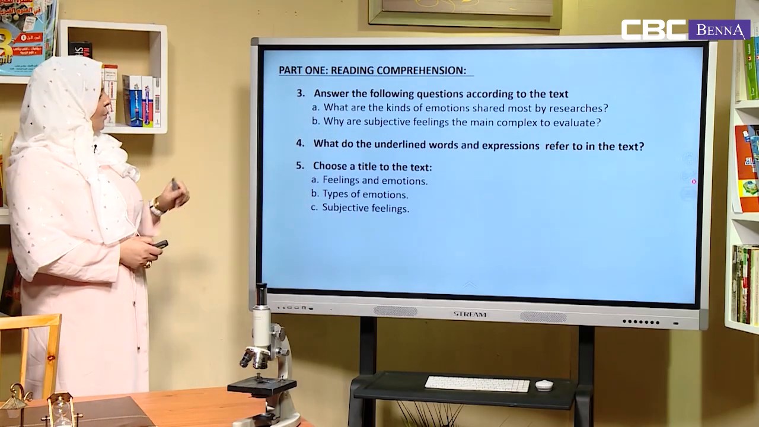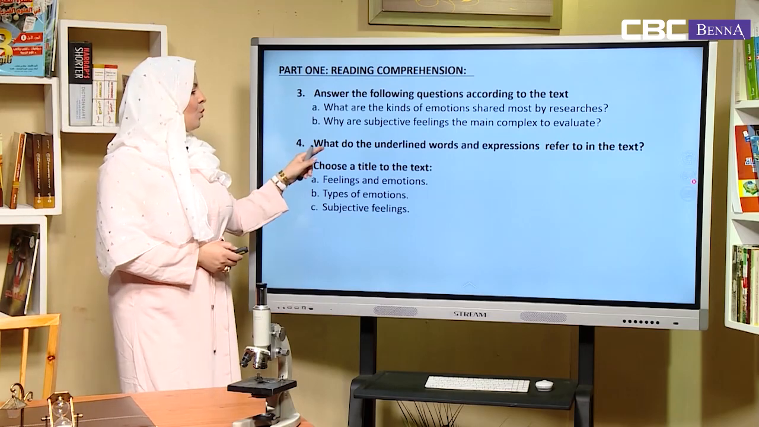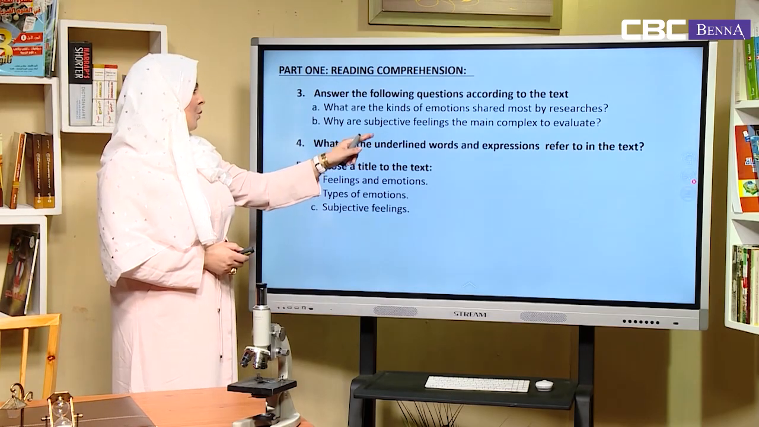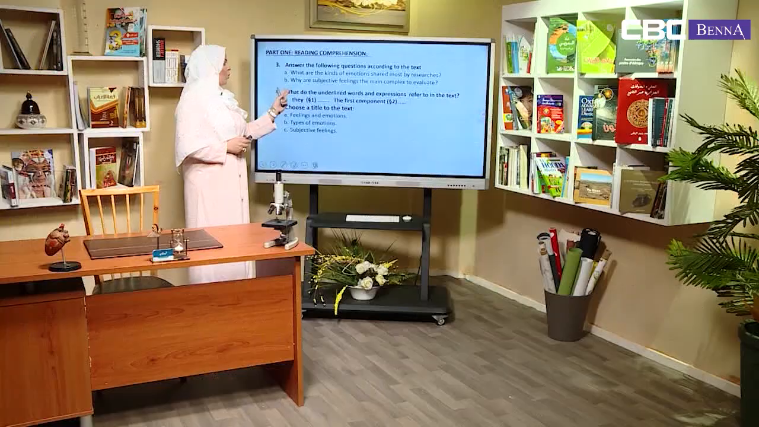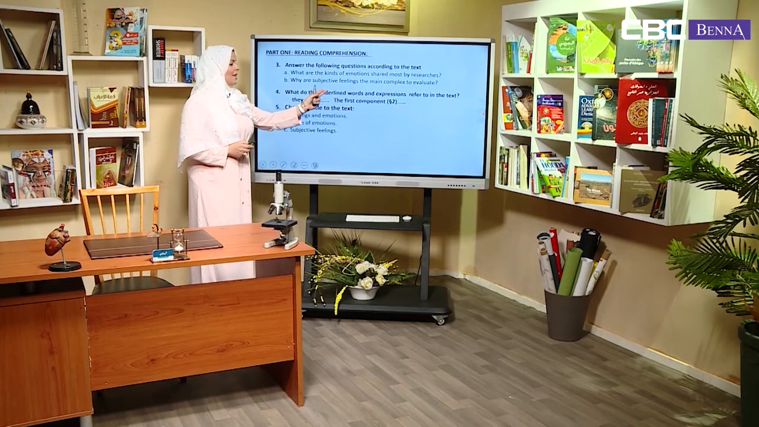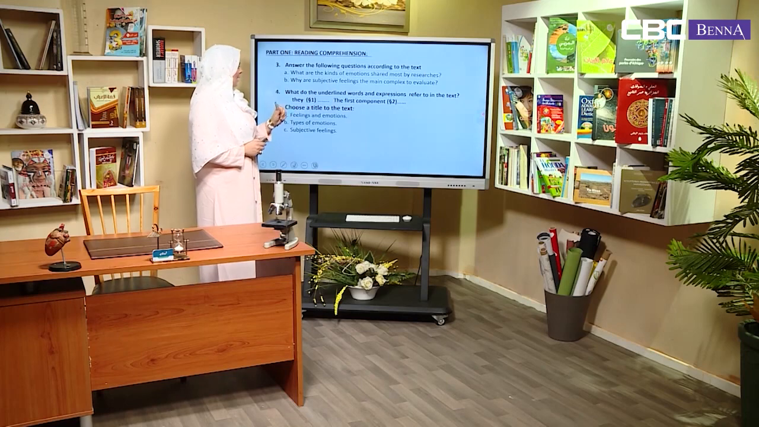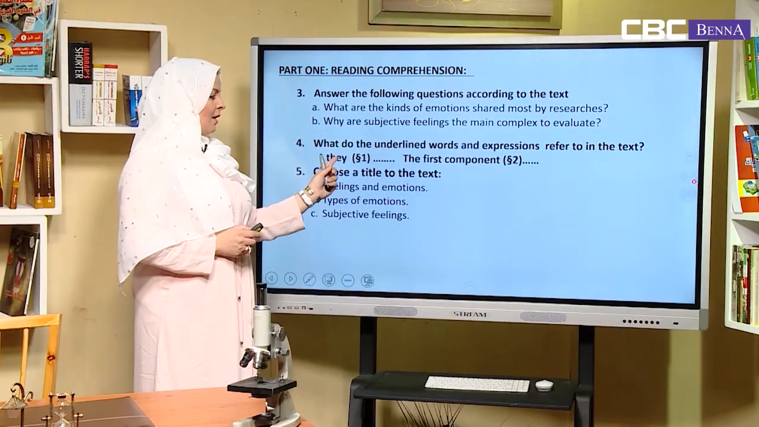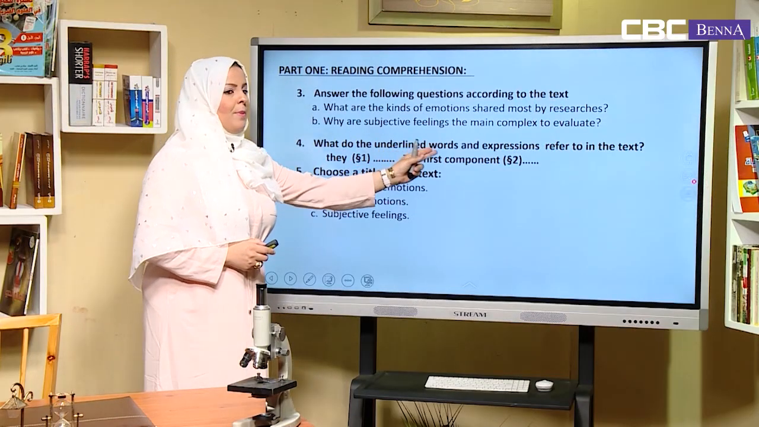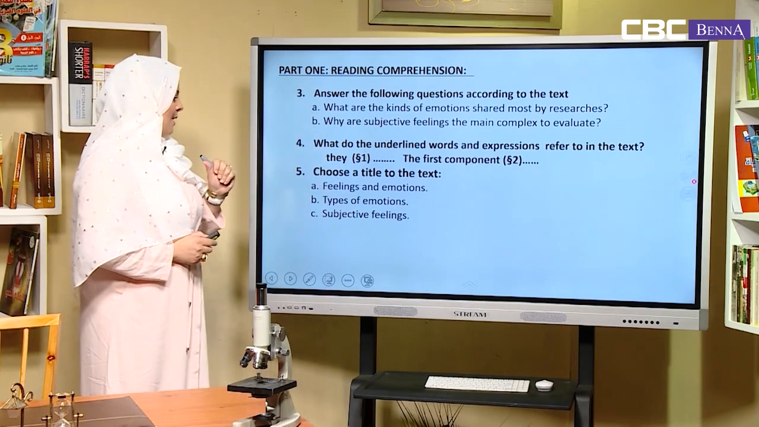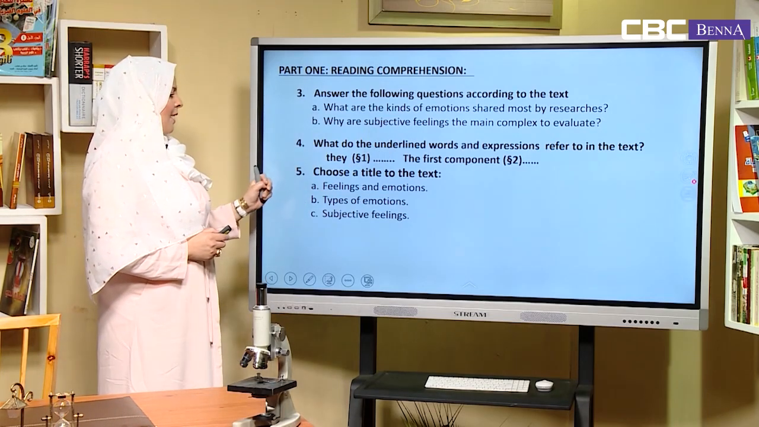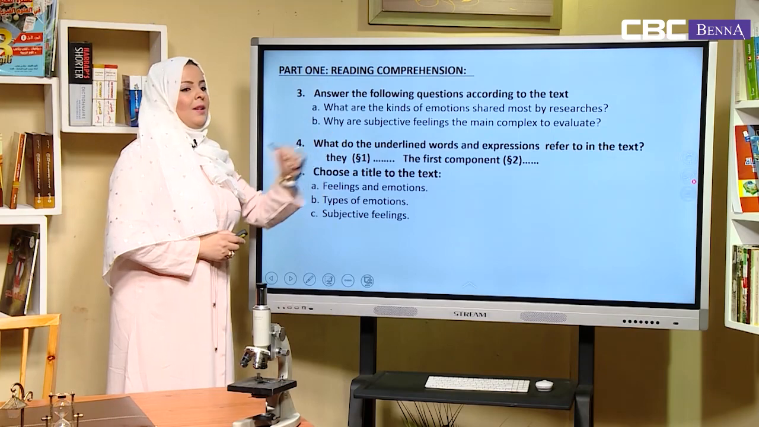So, this is the 3. Let's move to 4. What do the underlined words and expressions refer to in the text? Here you have "they", and you have "the first component". So the last activity in comprehension, we have: choose a title to the text.